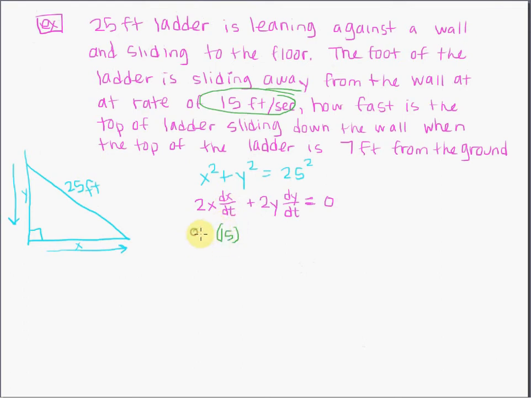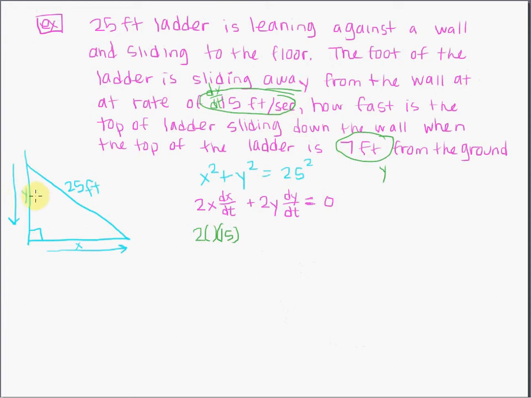And then we still have our 2x. We're going to have to find some of this stuff here real quick, sorry. We want to know when the top of the ladder is 7 feet from the ground. So this here is going to be what our y value is. This was the dx/dt. So we need to find what the x value is. There's one piece of missing information.